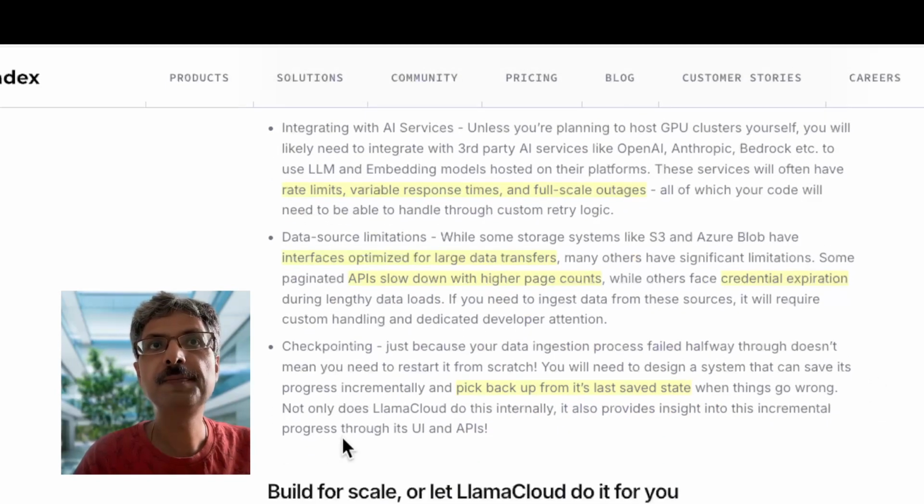Finally, the checkpoints. You must checkpoint your flows, especially the ingestion flows, for any task that you do, because there might be intermediate crashes and you don't want to restart at the beginning. So picking it back up from the last saved state is really important for making these workflows robust.